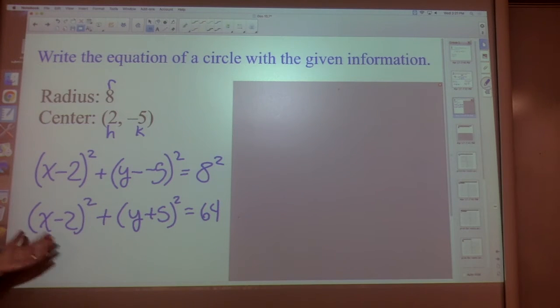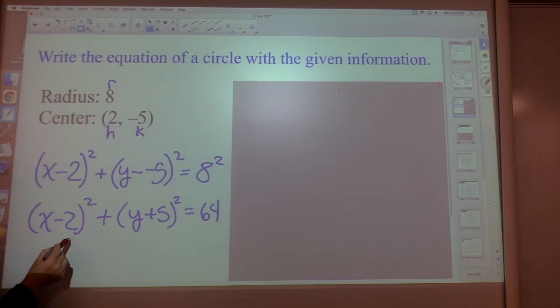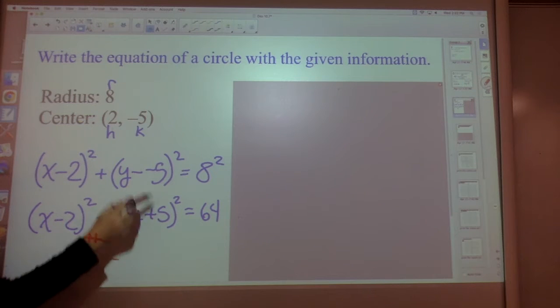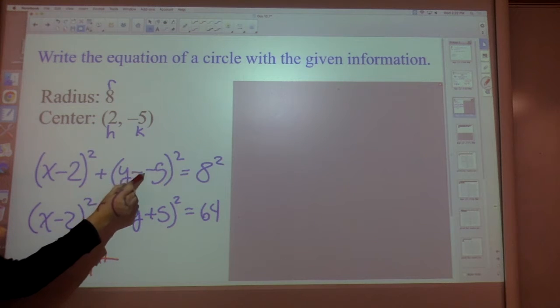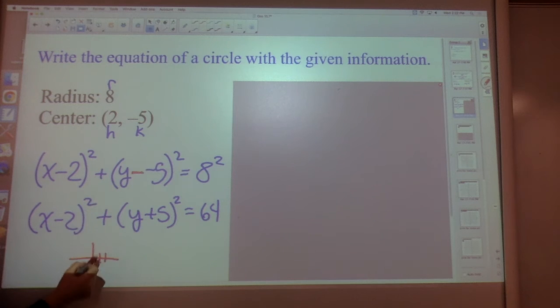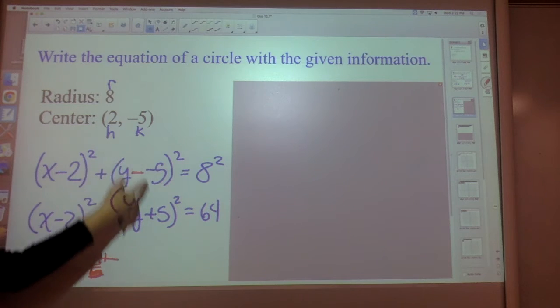So now when somebody else sees that, they have to recognize, okay, my h value is 2, so that means I'm going to the right 2, but my k value must be negative because the original formula has a subtraction sign. So if I have a plus sign here, the only way that would happen is if my k is negative and it went down 5. So somebody who knows anything about standard form of a circle knows that the center is at positive 2 and negative 5.